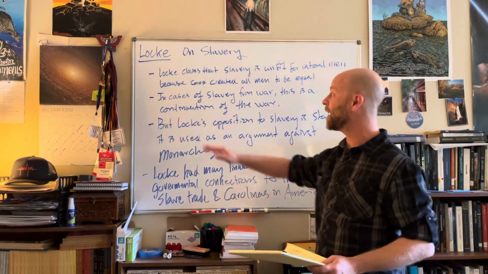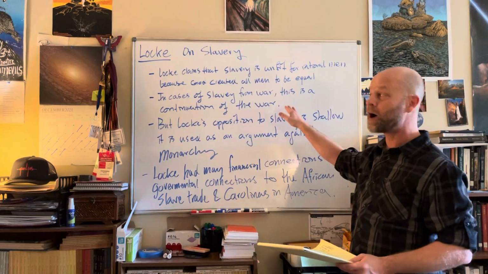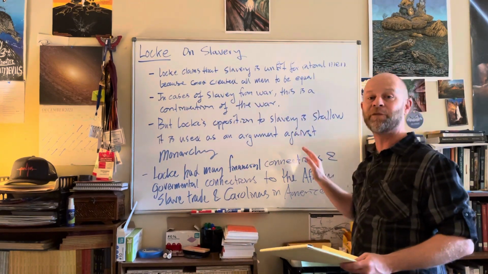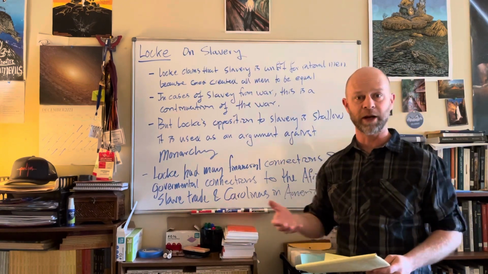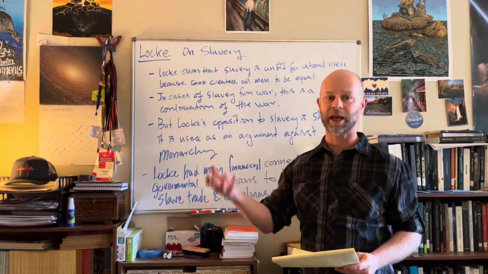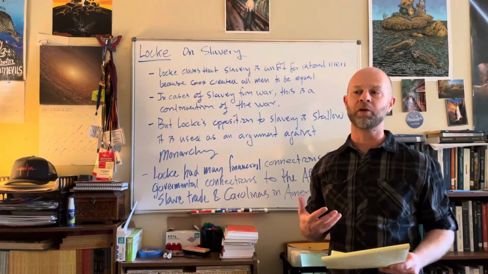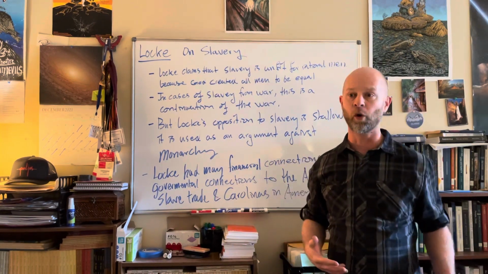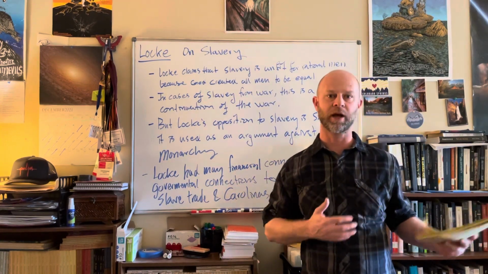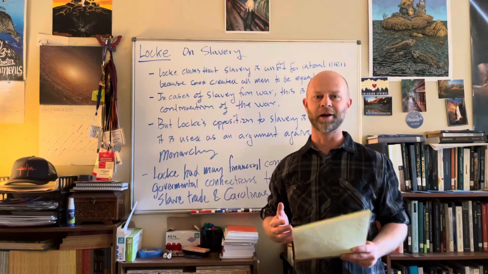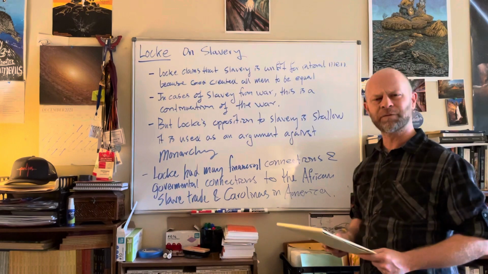All right, so in the case of slavery that comes from something like war, John Locke says that this is actually a kind of a continuation of that particular war, right? So when soldiers take certain individuals as slaves, that's just a way of not closing out the war. The war continues insofar as that person now owns those other soldiers in combat. Right, so this raises a very interesting question.